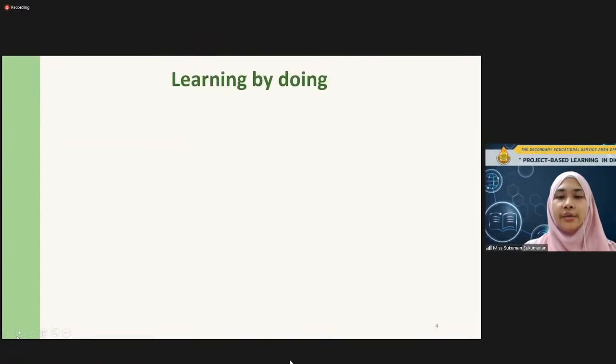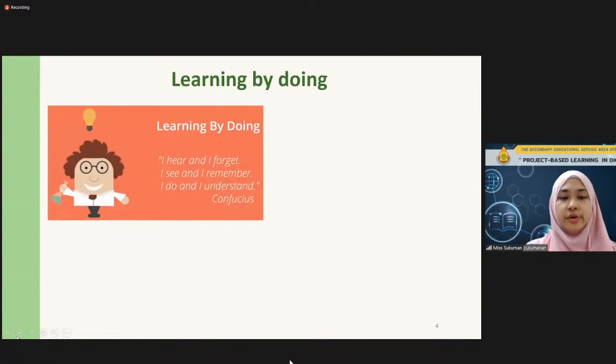I think most of you here, as you are teachers, might be familiar with this quote from Confucius. He said, I hear and I forget. I see and I remember. I do and I understand. So this is the concept of learning by doing. So what is learning by doing?